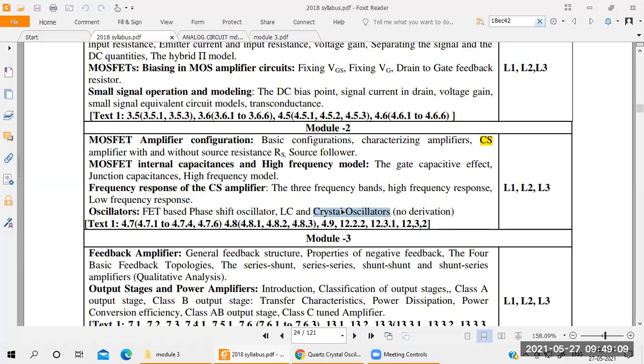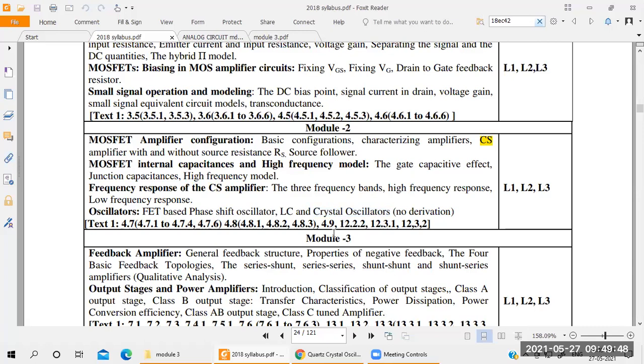This is a very important topic for the examination. Compared to FET and LC, this one is the best oscillator for generating the AC waveform. Understood? Because with FET we can generate frequency up to 10 kilohertz. In LC we can generate frequency up to 10 megahertz. If you want frequency above 10 megahertz, then you can go for the crystal oscillator. Here the quality is very good compared to Hartley and Colpitts and the FET based phase shift oscillator. Understood? In the exam, they can ask for 8 marks here.